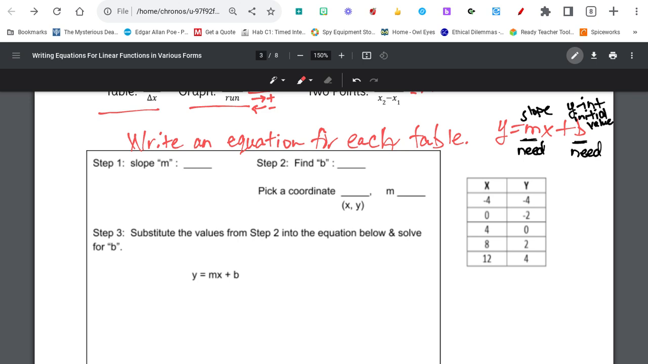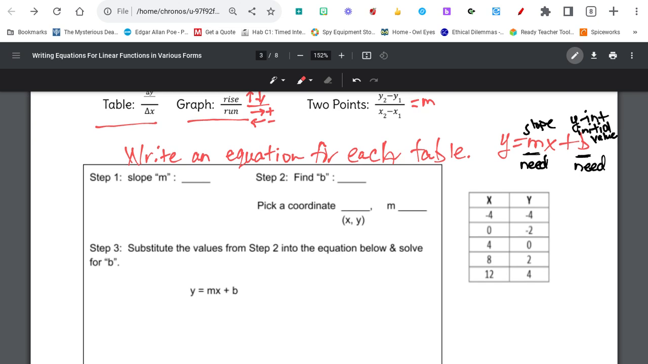But in a real life word problem, it's what you would actually have if you had a zero. Like in the other problem, if Daniel had 0 sales, he still would have had $500. All right, so let's look at the steps. We're going to follow these steps to write an equation for this table right here.